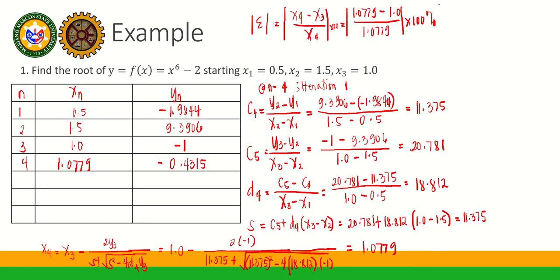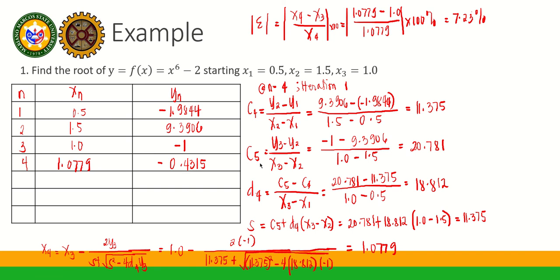Okay. So, this will be equal to 7.23%. So, medyo malaki pa yung error natin. So, kailangan nating ituloy. Now, let's continue for C. Okay. So, meron na tayong C sub 5. Ito na yung gagamitin natin for C sub 5.